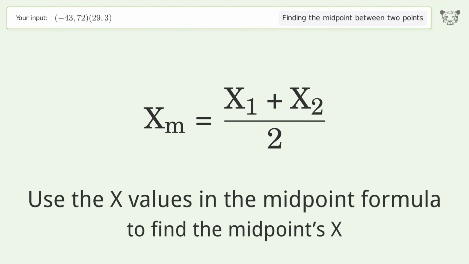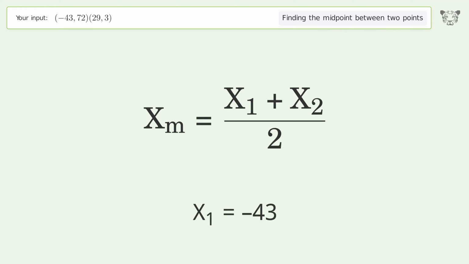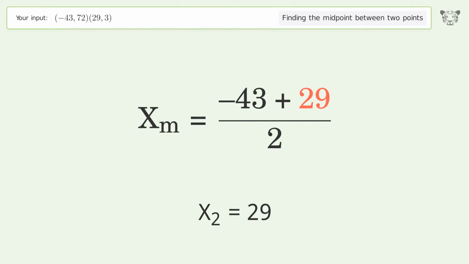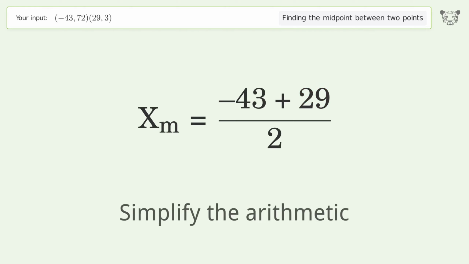Use the x values in the midpoint formula to find the midpoint's x. x1 equals -43. x2 equals 29. Simplify the arithmetic.